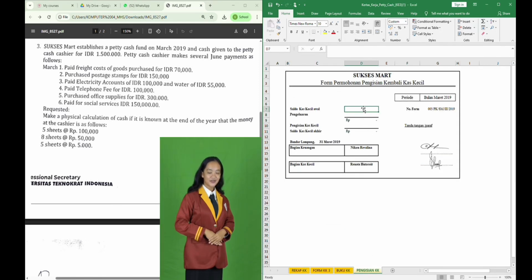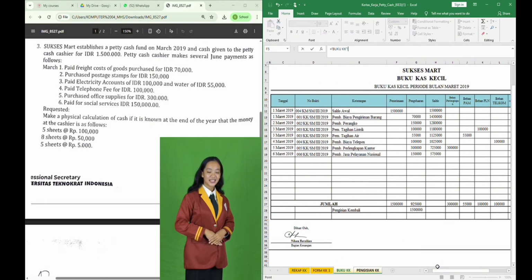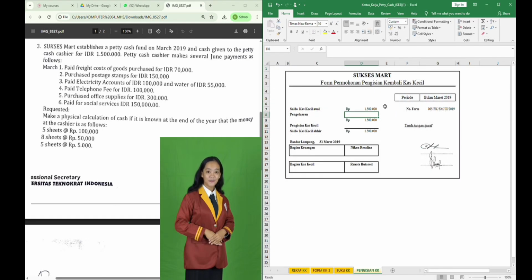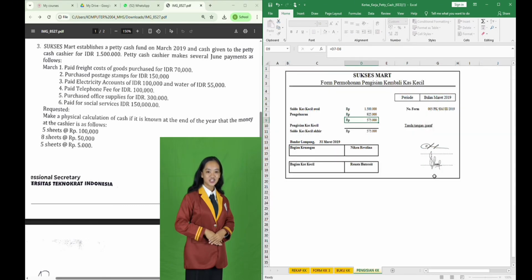Then for filling KK, the initial balance of petty cash is entered, formula equals, click ledger, then click receipt 1,500,000 rupiah, then enter. The expenditure column is entered, formula equals total expenditure. Then replenish petty cash is entered, formula equals total replenishment, then enter. Don't forget to fill in the name on the left according to the previous one and signature on the right.